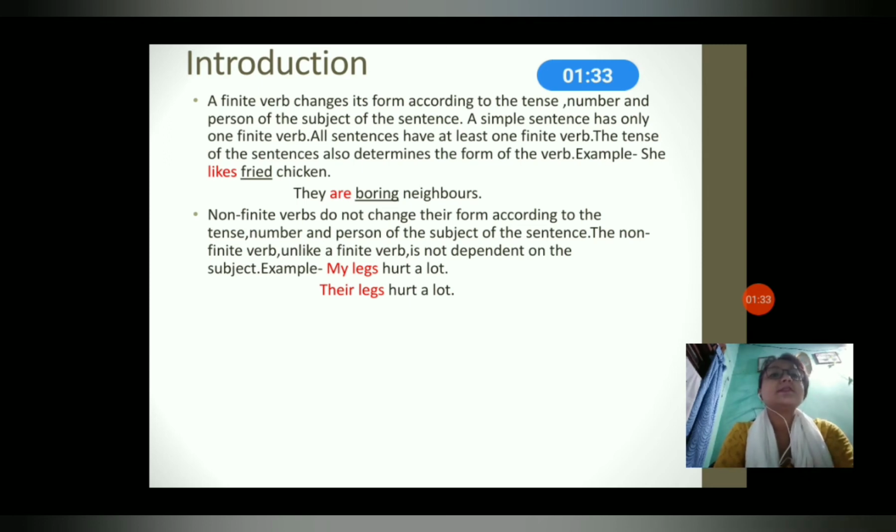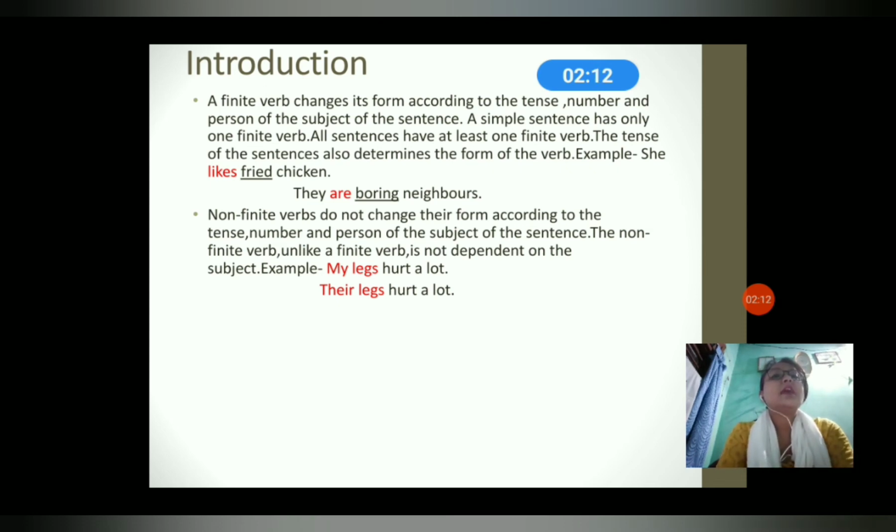For example, you can see my legs hurt a lot, their legs hurt a lot. So they are not dependent on the subject. You can see legs is the non-finite verb here, and it is not dependent on the subject of the sentence. Similarly, in the sentence she likes fried chicken, the fried and the boring are non-finite verbs, and they are not dependent on the subject, okay. Even the tense also, they are not dependent.